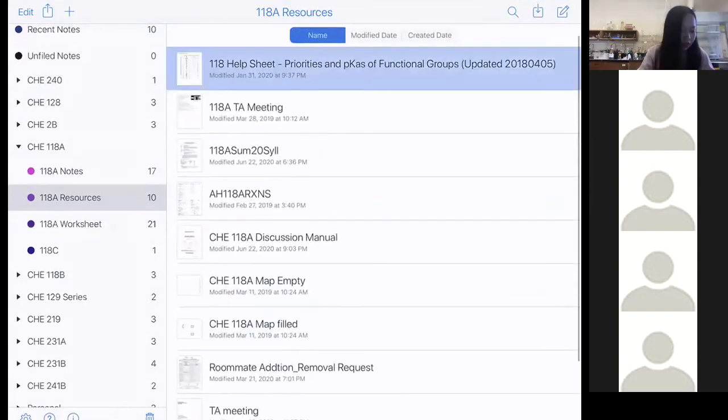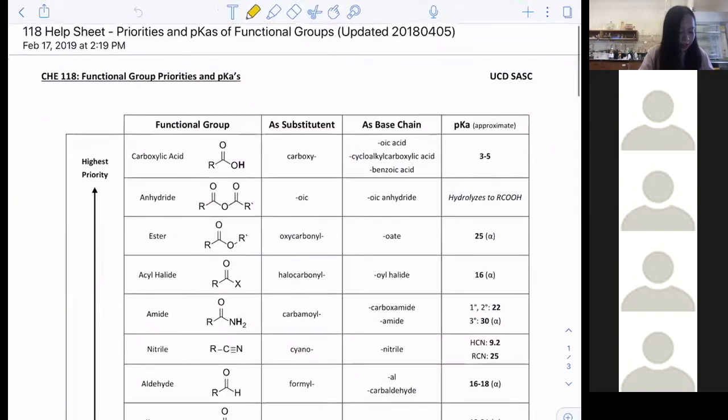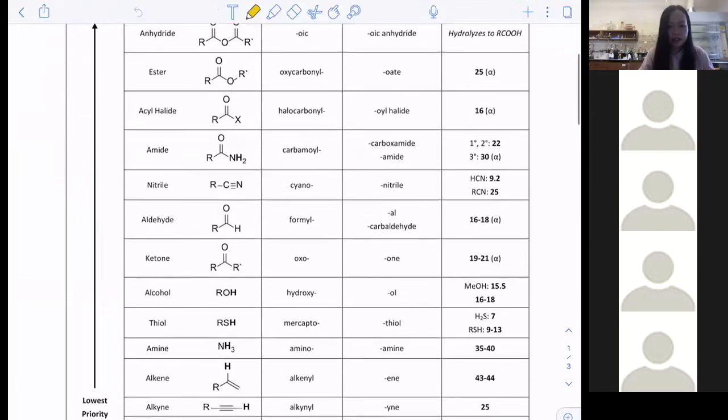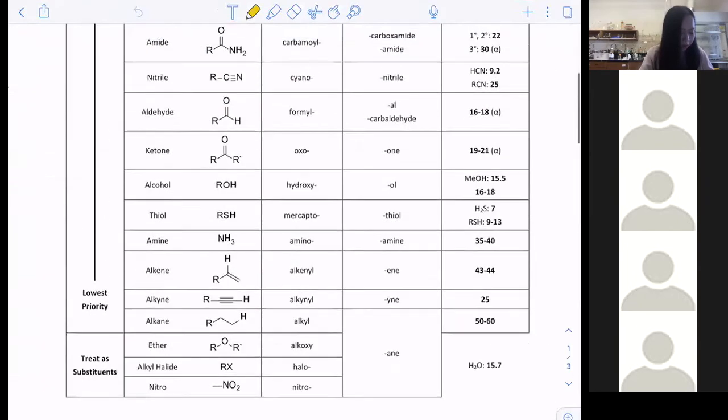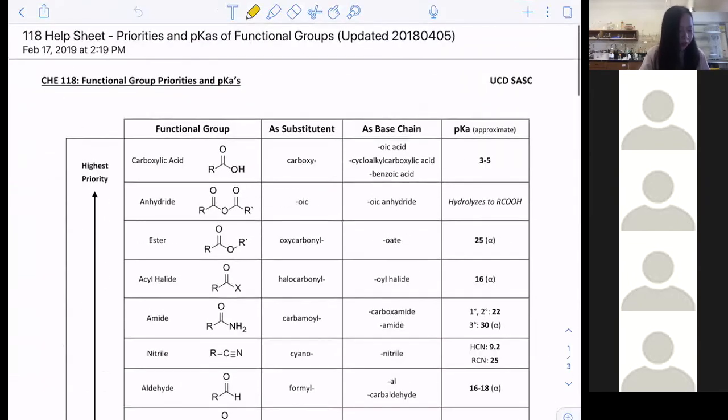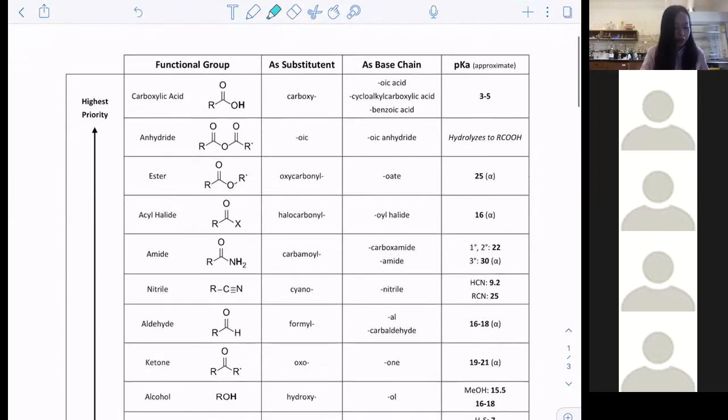Another thing that I think is going to be very helpful is a table like this. It talks about the pKa and the functional group name. You will be able to get this help sheet by searching UCD SASC. I think Sarah Levens also listed this one in her syllabus. So you just search UCD SASC, and you should be able to find it.